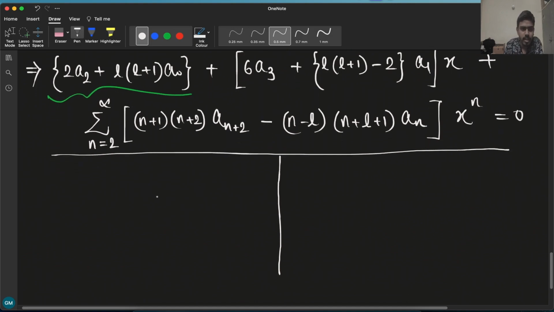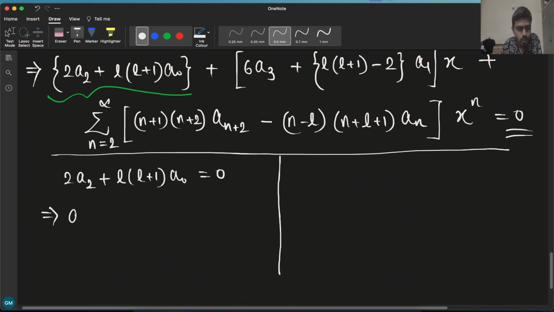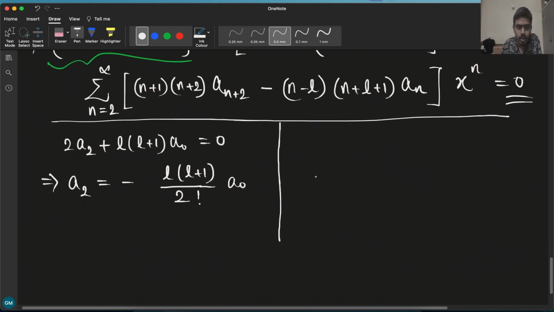What this term is saying is twice a2 plus L into L plus 1 a0 equals 0, because the right hand side is 0. So a2 equals minus L into L plus 1 divided by 2 a0, or instead of 2, I can write 2 factorial. Why am I writing it? It will be clear once I write the other terms.